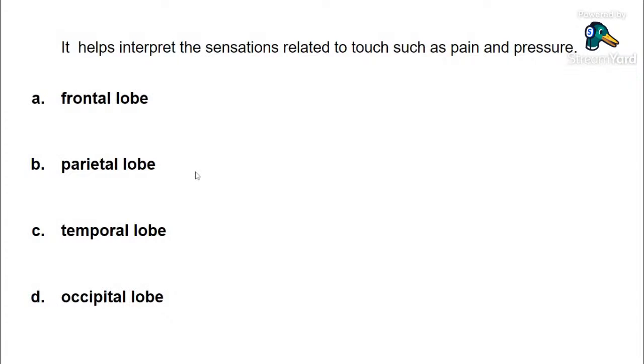Next, it helps interpret the sensations related to touch such as pain and pressure. Among the four lobes, which one interprets the sensations such as pain and pressure? The parietal lobe. Remember, you can also use this as a hint: pain, parietal lobe.